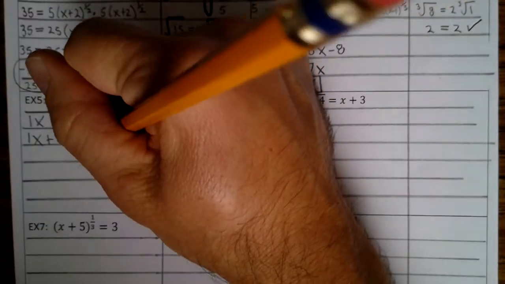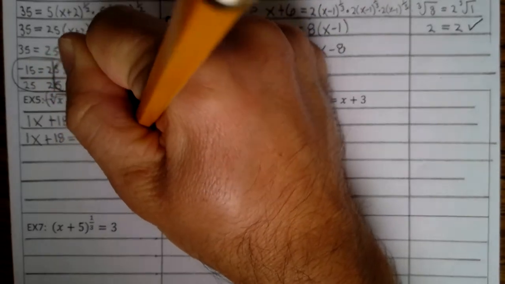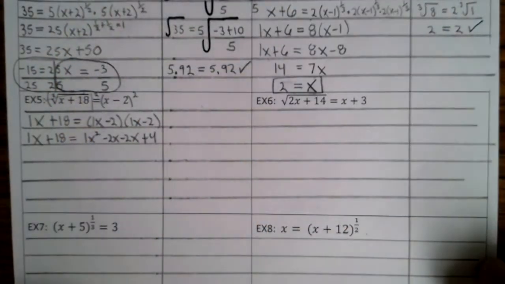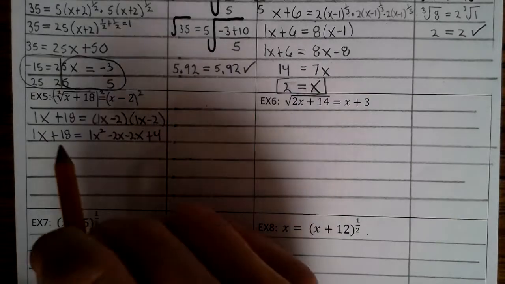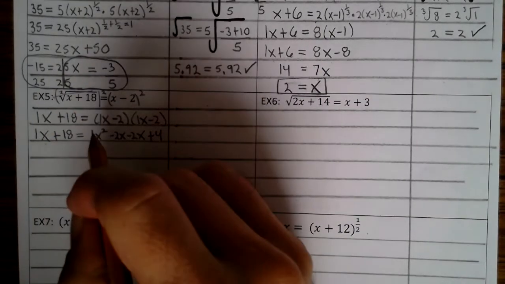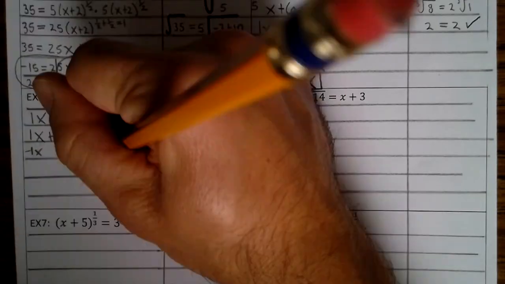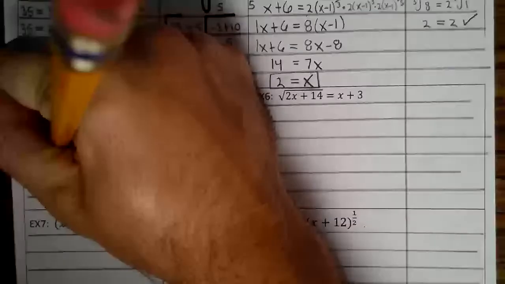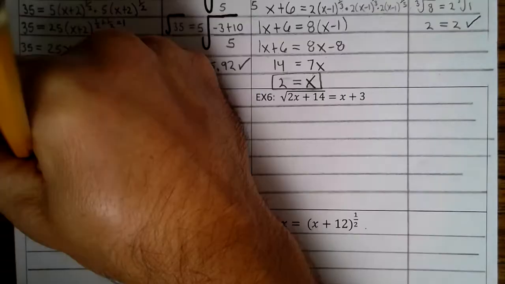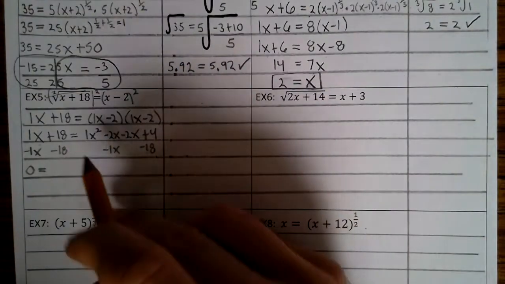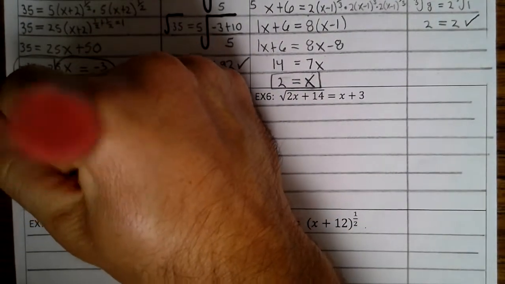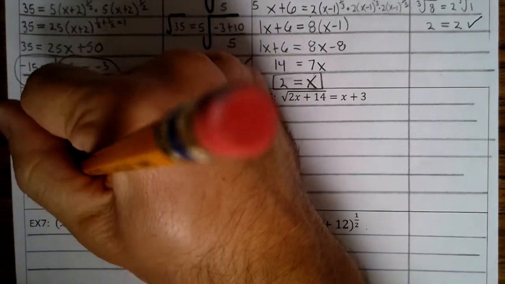Now we need to get everything to one side. So we're going to subtract 1x from both sides. And we need to subtract 18 from both sides. So that 0 equals 1x squared minus 5x minus 14. And so we need to factor.